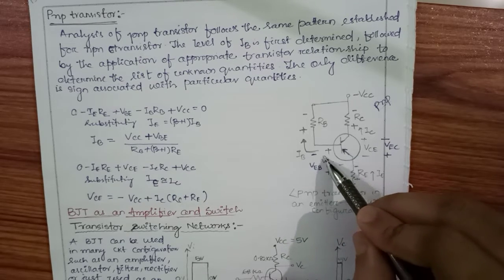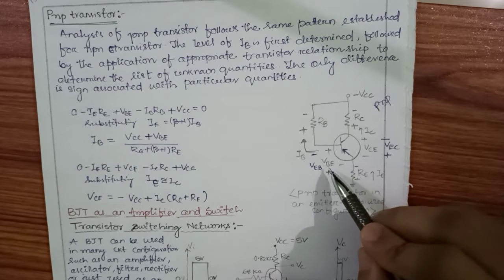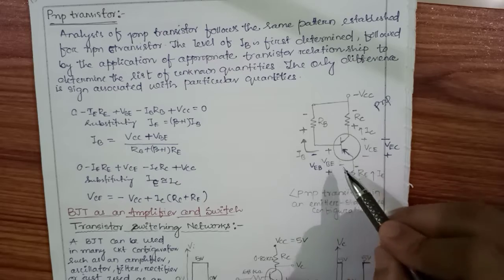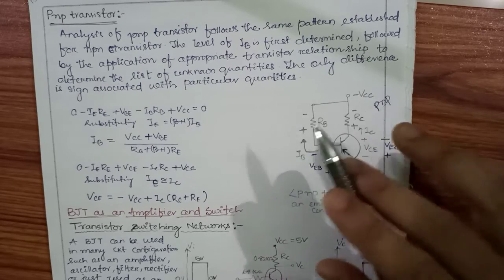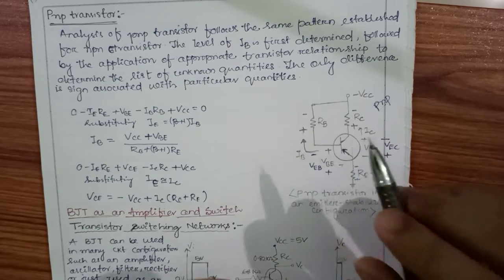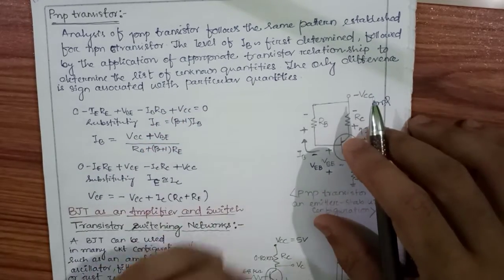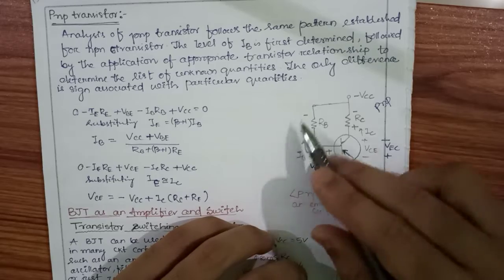So if I write VBE, it means VB minus VE, meaning my base is positive voltage. That's why there is a positive sign with VB and a negative sign with VE. So don't confuse between VEB and VBE, just see which type of configuration is there. If it is PNP or NPN, accordingly we will put the convention and write the loop equation.